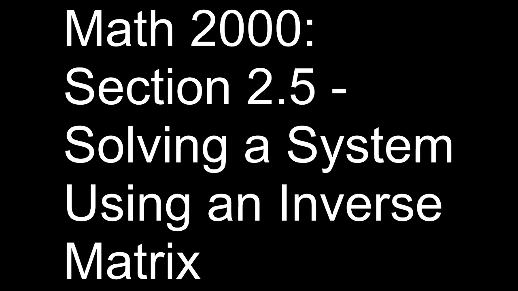Alright, so we've seen inverses and how to find the inverse of a square matrix. And some square matrices have inverses and some do not. We'll look here at systems of equations where your coefficient matrix is a square matrix, and if it's invertible, if it has an inverse, how can we use that to solve the system?